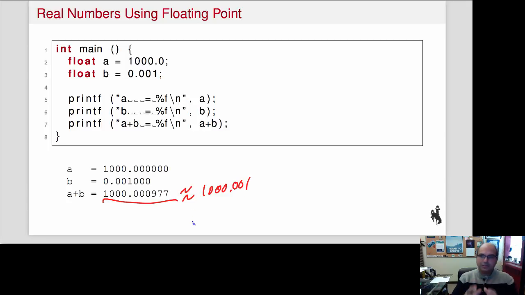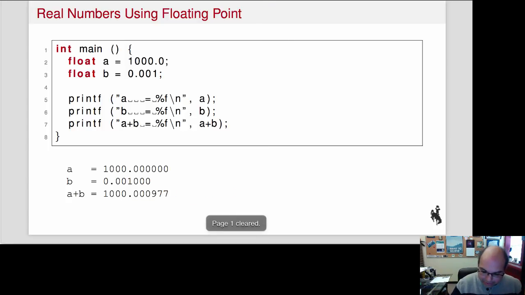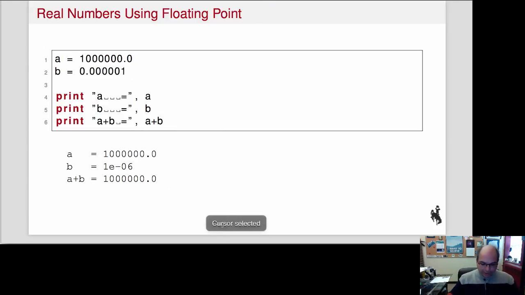So it's close, but it's not precise, okay? And the reason it's not precise is because, like I said, those are 7 orders of magnitude apart. When it tries to put them together so that it can do the addition, you just don't have enough bits. Okay, so that's happening. How about this case?